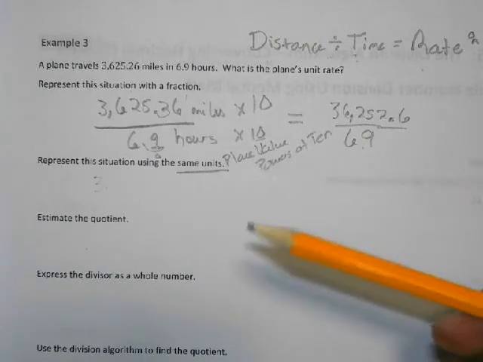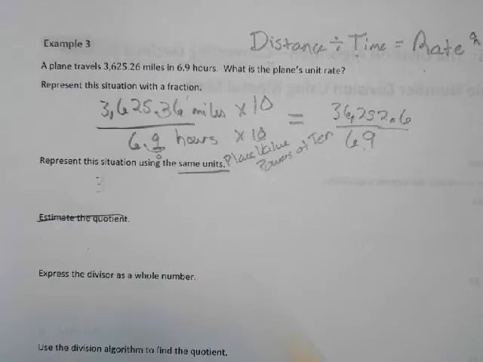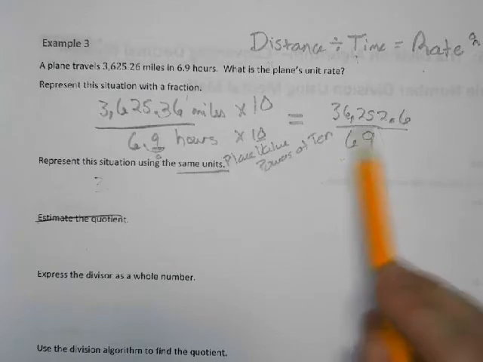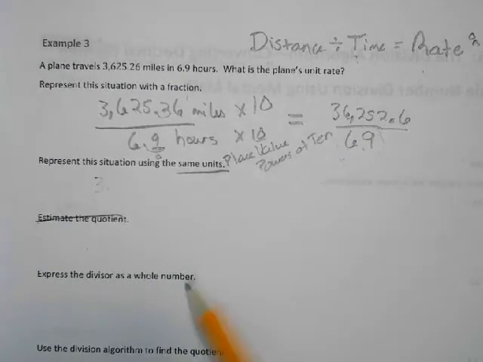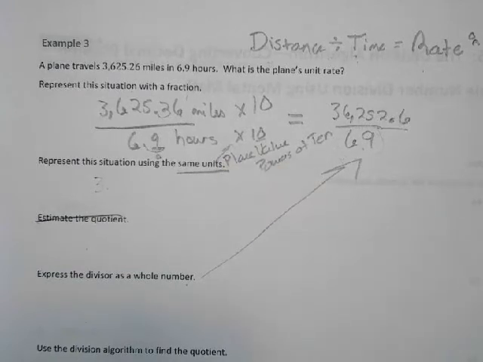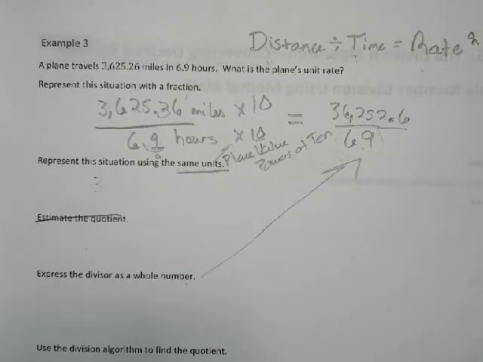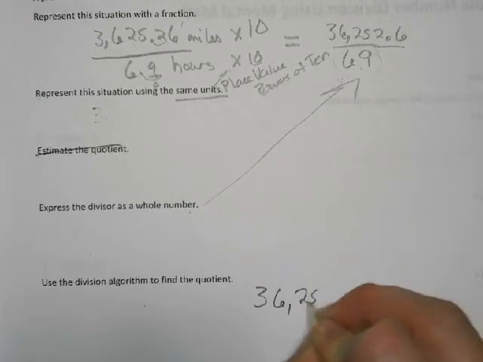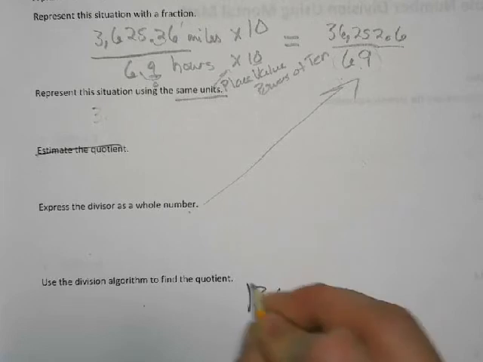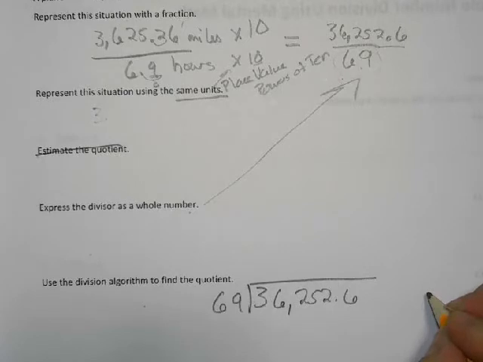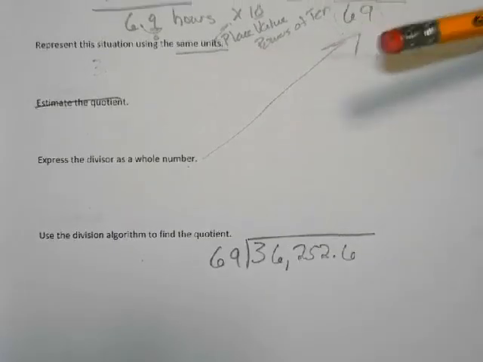So now, we're not going to do estimation. We're going to then solve it. So what we did right here is we represented this as a whole number, which is what it asked me to do right here. So that step is right there. This step is where you multiplied by the place value. Now I'm going to use the algorithm to solve it. So I'm going to take 36,252 and 6/10 divided by 69. Now, I need to have my multiples of 69 so that I can quickly solve this.